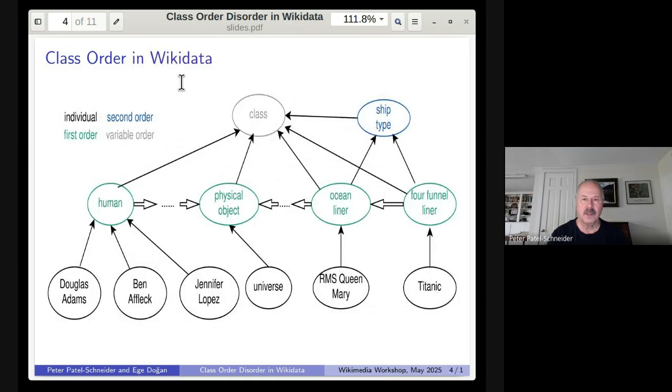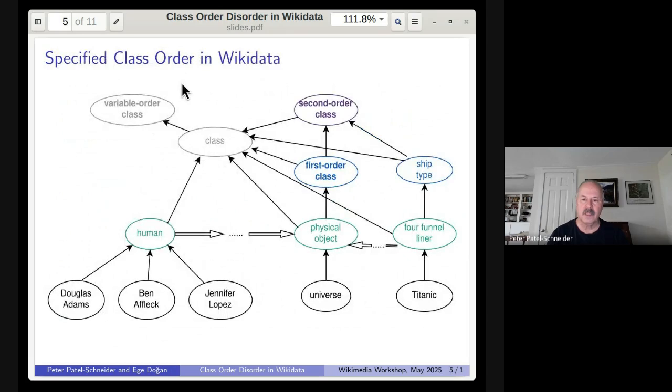Most classes in Wikidata should have a fixed order, and most of these should be first order. For example, because physical objects are not classes, physical object, human, ocean liner, and forefront liner should all be first order classes. There are, however, many classes in Wikidata that should have a higher class order. For example, ship type should be a second order class because its instances are first order classes. There are some prominent classes in Wikidata that should not have a fixed order at all. For example, class, the class of all classes, should not have fixed order because it includes first order classes, second order classes, and more. These classes can be said to have variable order.